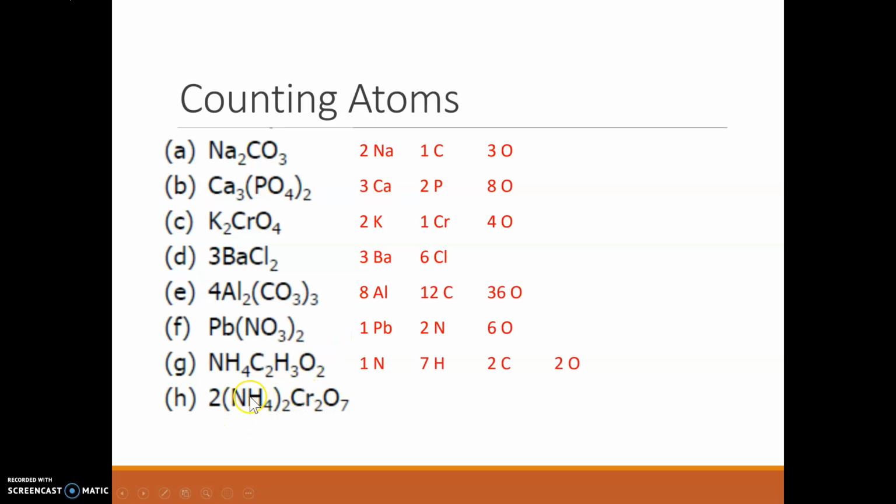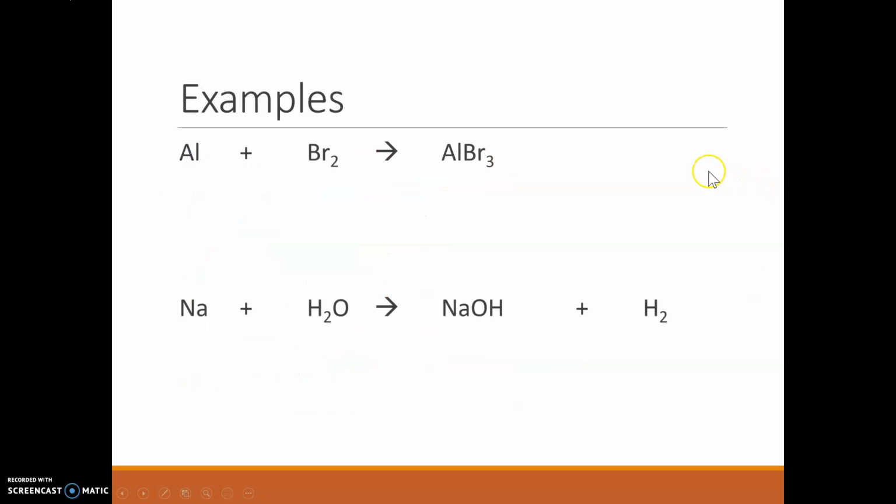And this one's super complicated, and I'm never going to give this to you, these 2 here. 4 nitrogen, 16 hydrogen, 4 chromium, and 14 oxygen. I am not giving you these type here. Okay. All right, so we're going to do a couple examples.